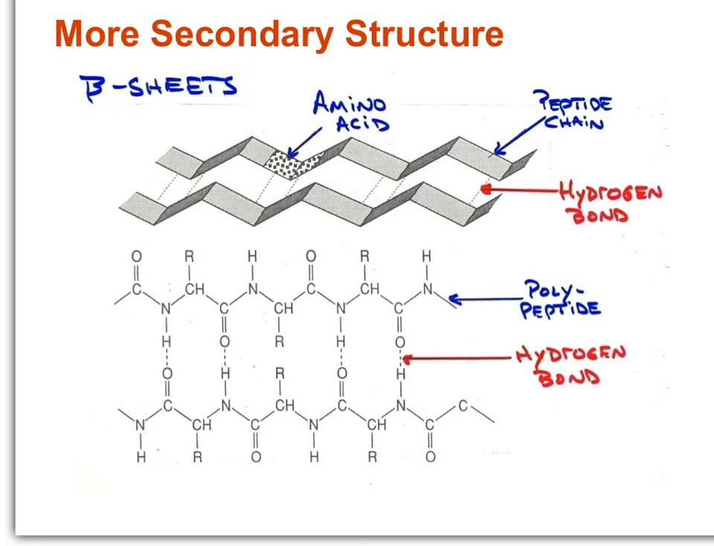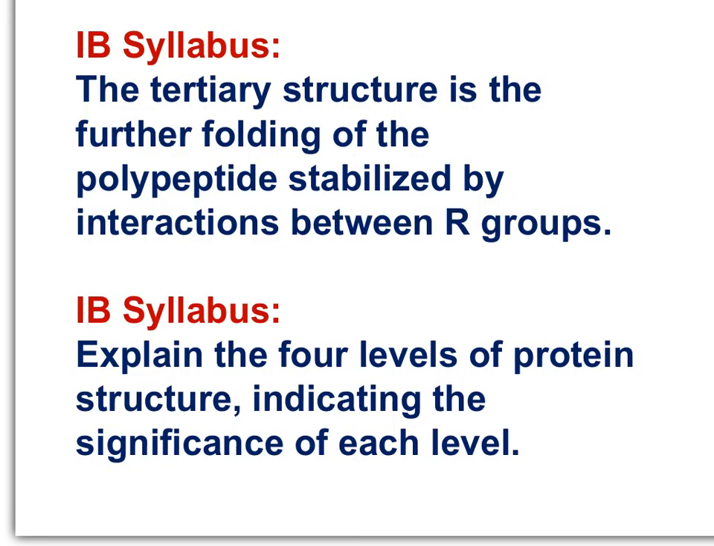The next IB syllabus statements are: the tertiary structure is the further folding of the polypeptide stabilized by interactions between R groups. Explain the 4 levels of protein structure, indicating the significance of each level.